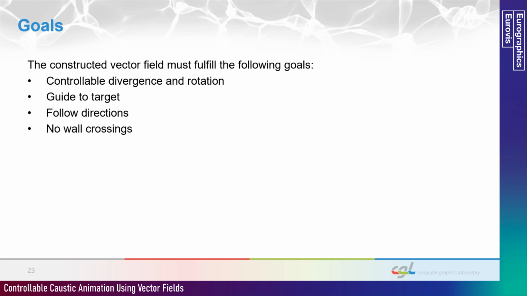No wall crossings. The user can place walls that the photons are guided around. The smoothness gives the flow a consistent movement even when no constraints are imposed. And finally, turbulence. It should be possible to create turbulent motion synthetically.